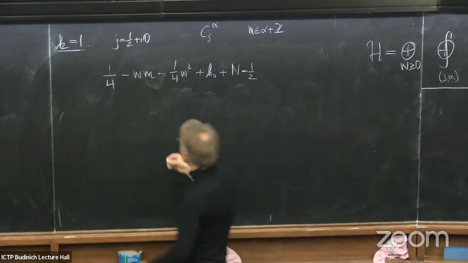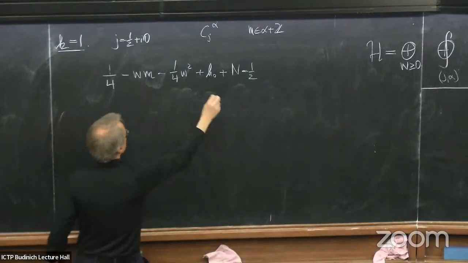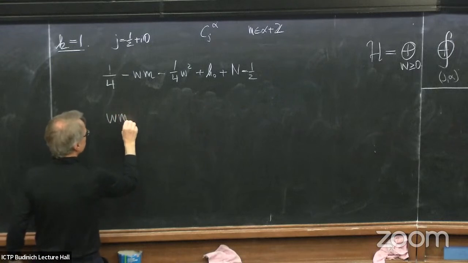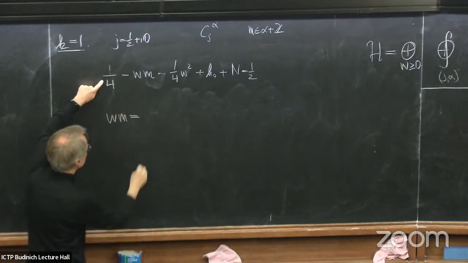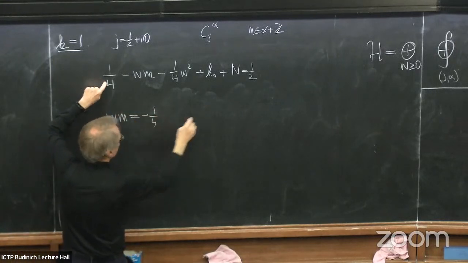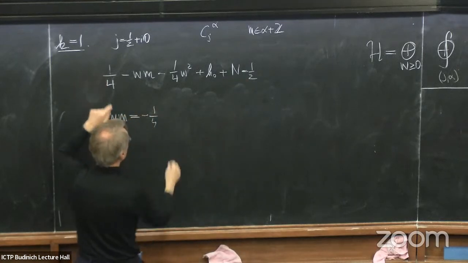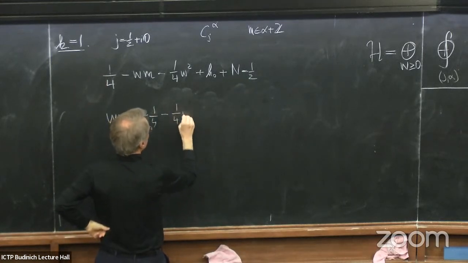Okay, so I solve this for M. That's not difficult. I just bring Wm to the other side. So Wm is then equal to minus a half, minus a quarter W squared.